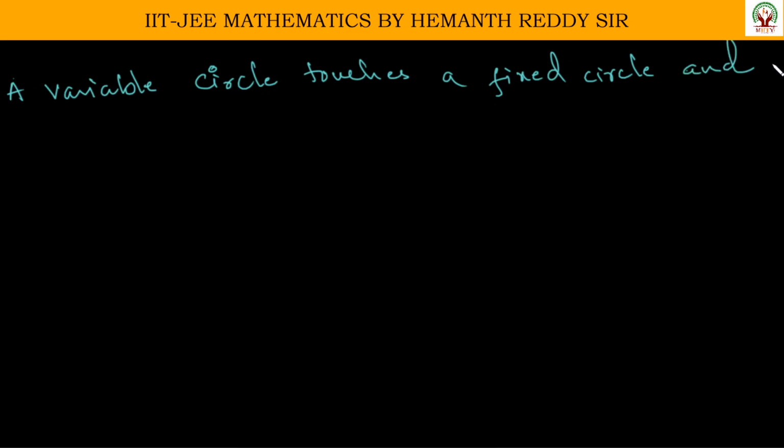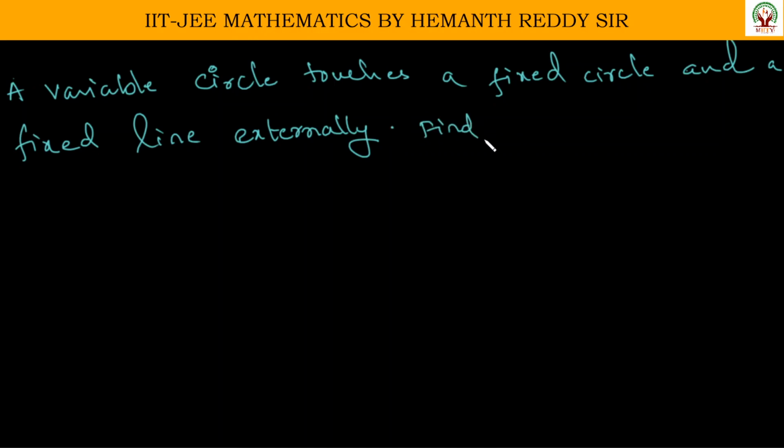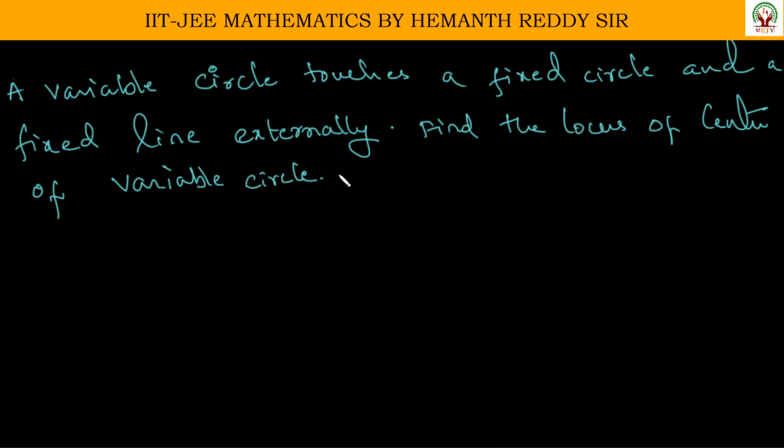A variable circle touches a fixed circle and a fixed line externally. Find the locus of the center of the variable circle.